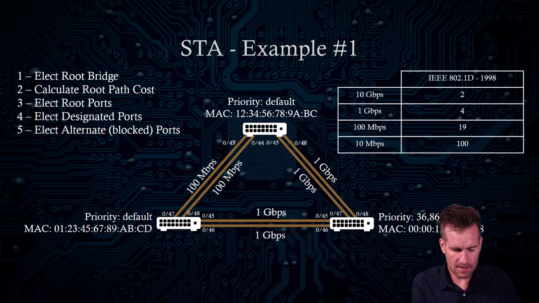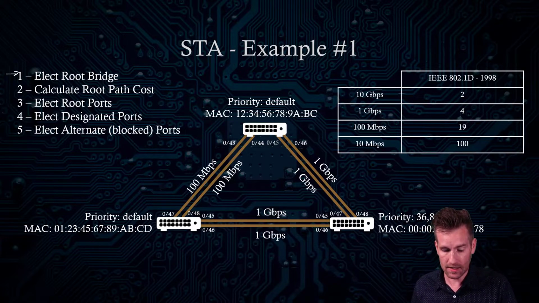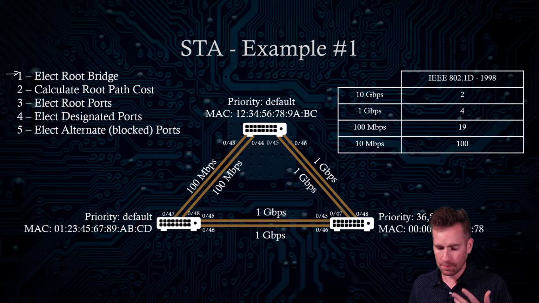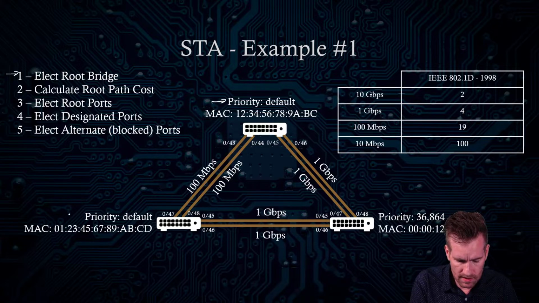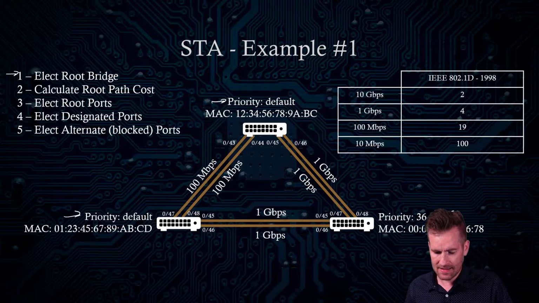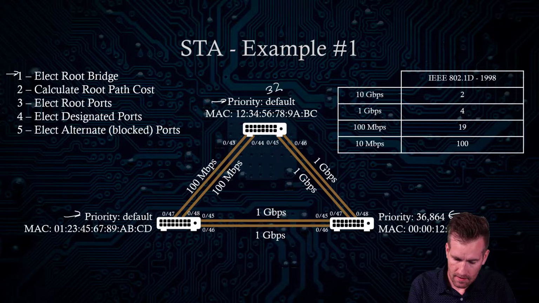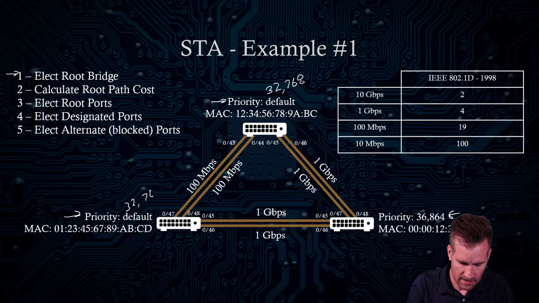So first step is to find out what the root bridge is. We need to elect a root bridge. The root bridge is based off of whichever is the lowest bridge ID. The bridge ID is a combination of the priority plus the extended system ID plus the MAC address. And so we take a look at the priorities and we can see that two of these are default priorities, while one of these is 36,864. The default priority is 32,768.